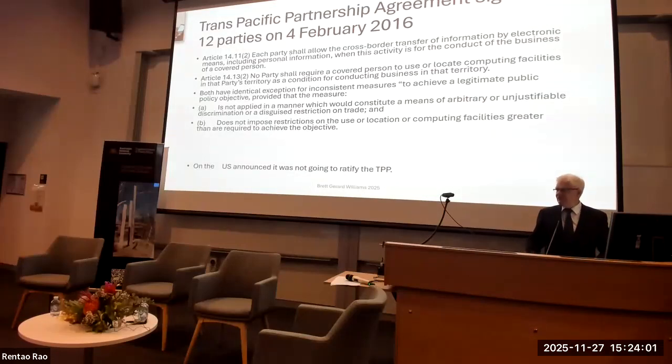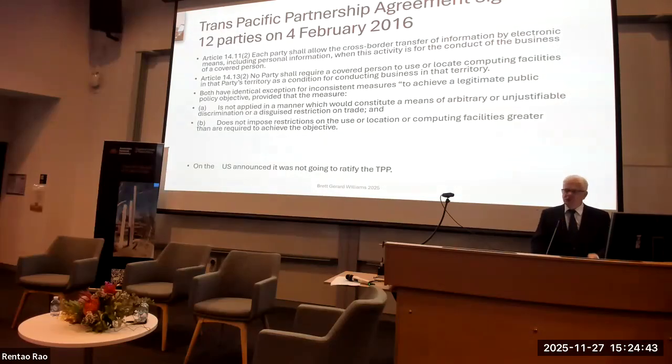The US position was reflected when 12 countries negotiated the Trans-Pacific Partnership. And although the Trans-Pacific Partnership never came into existence, this clause that they negotiated is replicated in subsequent trade agreements that have come into existence. So in the TPP, the position there was that you do allow cross-border transfer of information by electronic means, and in 14.13.2 that you will not require a covered person to use computing facilities in that party's territory as a condition of doing business.